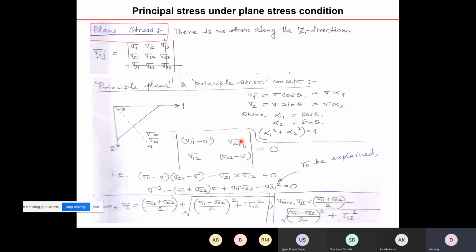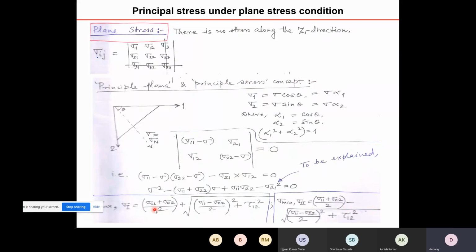So if you expand this expression now, you will get a quadratic equation: sigma square minus (sigma 11 plus sigma 22) sigma plus (sigma 11 sigma 22 minus sigma 21 square) equal to 0, since sigma 21 and sigma 12 are the same. So if I give you the values of sigma 11, sigma 22 and sigma 21, you can clearly determine the values of these coefficients and get the expressions of sigma Roman 1 and sigma Roman 2 by applying Sridharacharya's formula.